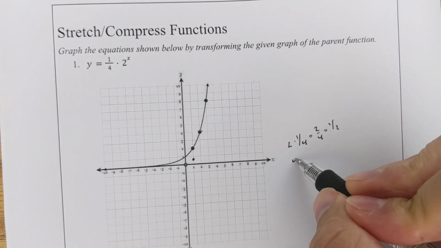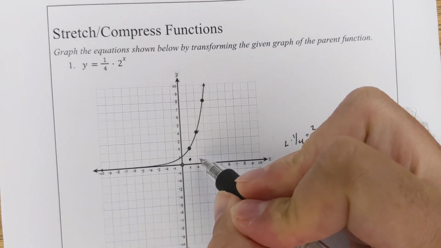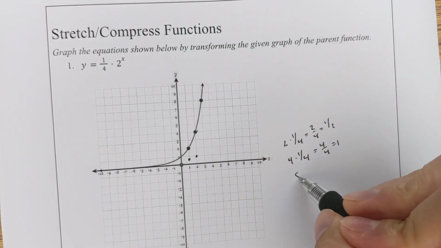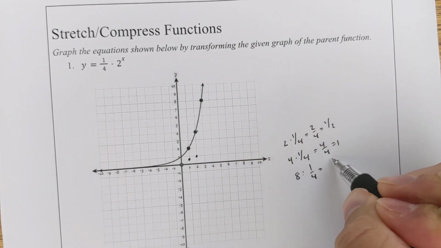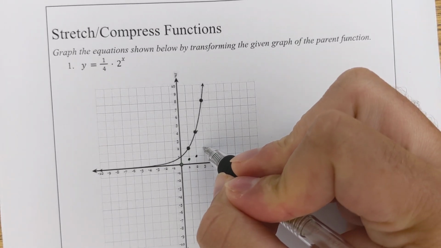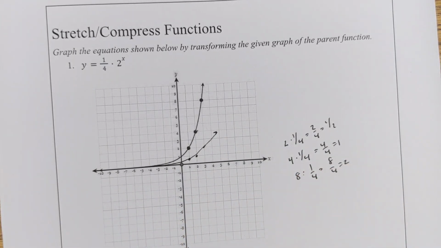This point is at 4. 4 times 1/4 would be 4/4, or just 1. This point that's all the way up at 8, 8 times 1/4 would be 8/4, or 2. So the graph is now flatter than it was before.